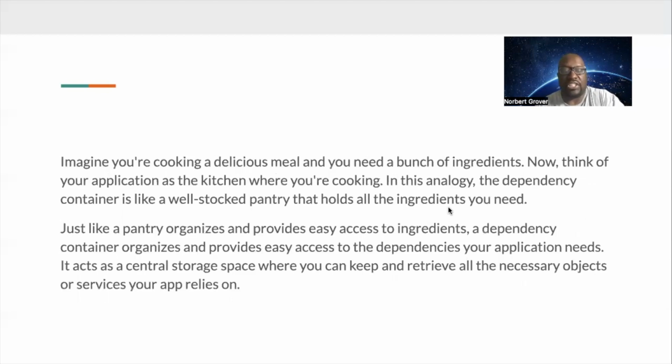Imagine you're cooking a delicious meal and you need a bunch of ingredients. Now think of your application as a kitchen where you're cooking. In this analogy, the dependency container is like a well-stocked pantry that holds all the ingredients you need. Just like a pantry provides easy access to ingredients, a dependency container organizes and provides easy access to the dependencies your application needs. It acts as a central storage space where you can keep and retrieve all the necessary objects your service relies on in your app.